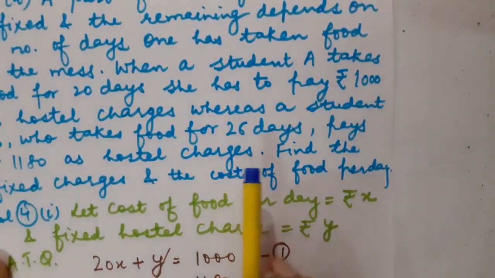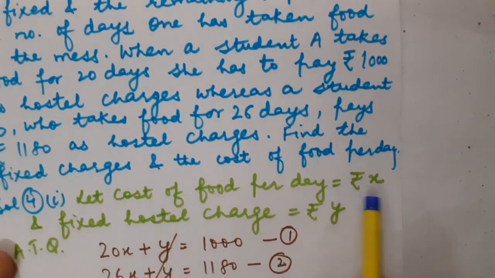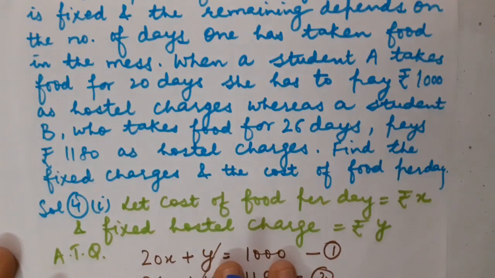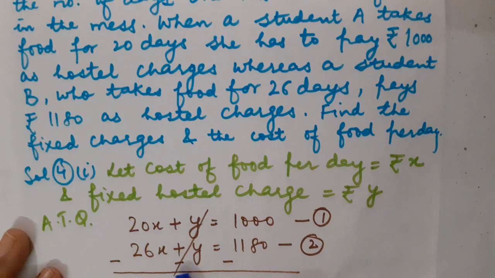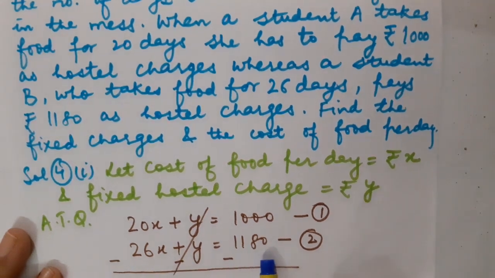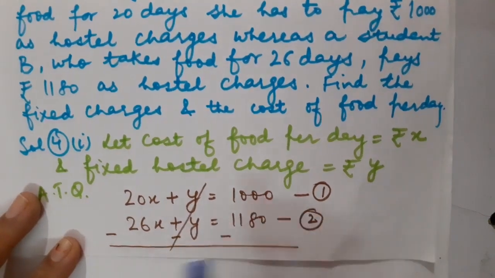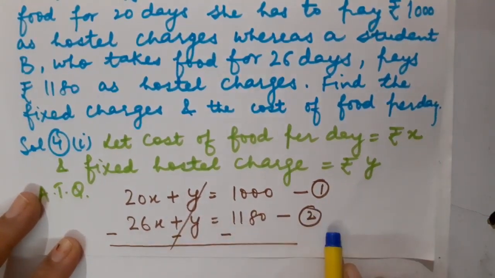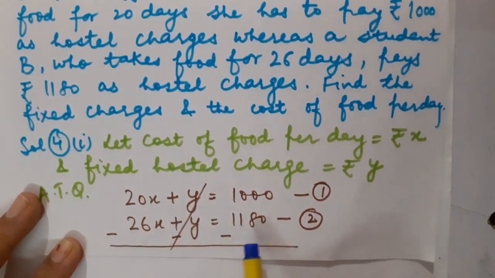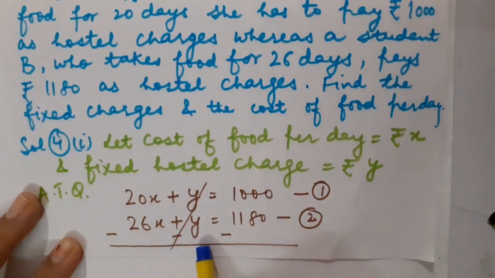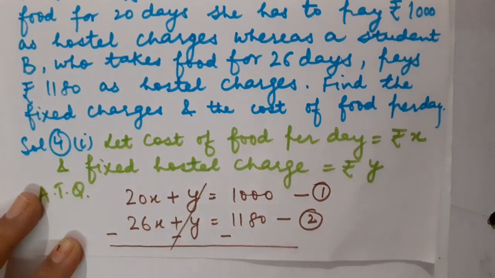Now in the same manner, another child B, he took the food for 26 days. When I am going to pay rupees X for one day, so definitely rupees 26X will be paid for 26 days. This is 26X plus Y, the fixed charge, is equal to rupees 1180. Here children, in both the equations you are not supposed to multiply the equation by any number, because here I have got plus Y. After subtracting equation number 2 from equation number 1, here I have got minus Y. So in the elimination method, Y and Y both will be cancelled.